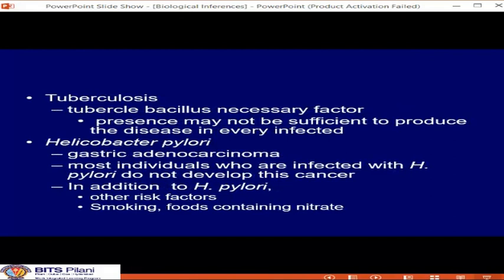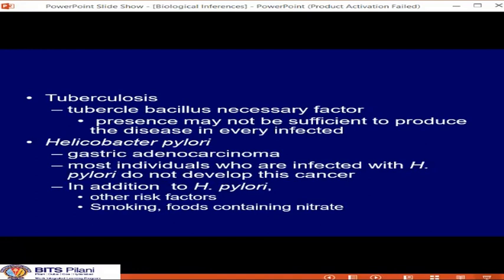Another example, Helicobacter pylori is a bacteria which is seen in most Indian stomachs, and it is said to cause stomach cancer or gastric adenocarcinoma. But we also know that most Indians don't have gastric cancer. So if it is so common and causes cancer, everybody should have cancer. So we know that, okay, it is necessary, but not sufficient. Something else must happen in addition to having the Helicobacter pylori bacteria to cause cancer.